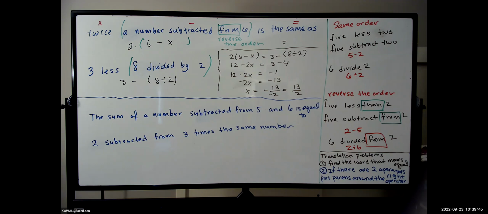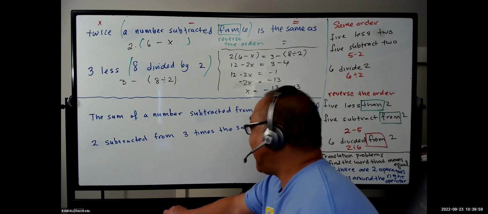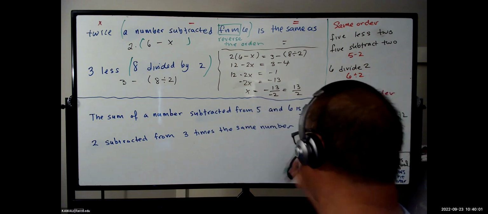Professor, yes. I got a parentheses: 5 minus x, plus 6, in parentheses, equal to 3 times x minus 2. Let's try it. Okay, so let's go. Here's my equal.